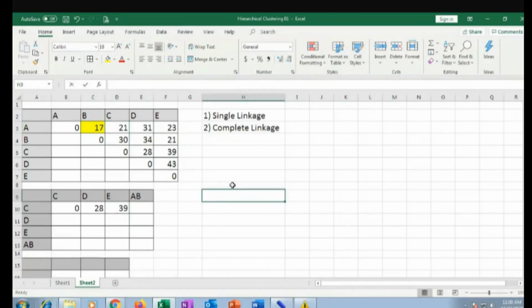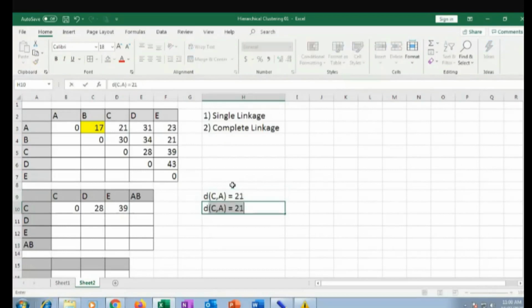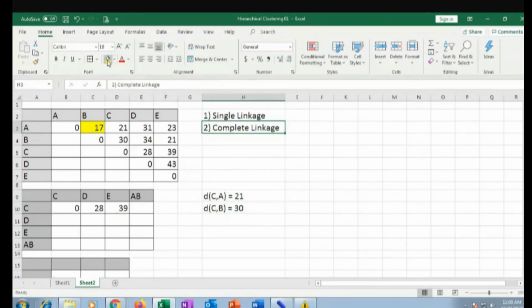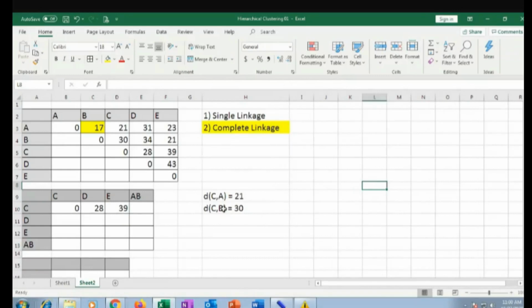So I'll write it here. Distance of C to A is equal to 21, and distance of C to B is 30. Now we are asked to solve it with the complete linkage. So which one will you choose? Complete linkage says choose the maximum distance, so you will choose 30. Understand this. Now I will put 30 over here. Okay, so I'll put 0 here, 0 here, and 0 here.